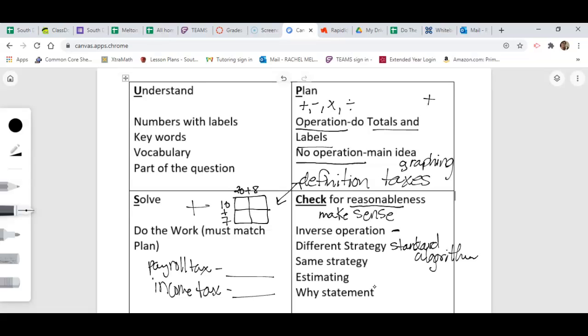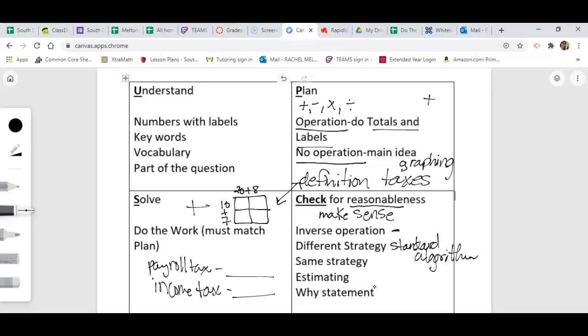They will like to do the standard algorithm over here and then do the box method, but it honestly doesn't matter. So if they do one strategy here, they can do another one on this side. They can also do the same strategy. I teach them that if you do one strategy over here and you do the same strategy over here and you get the same answer, that can help you see if that answer is reasonable.